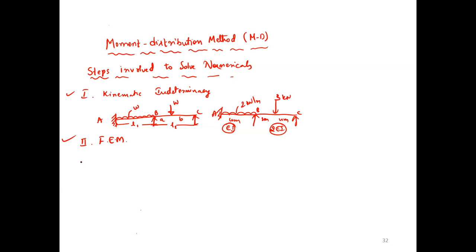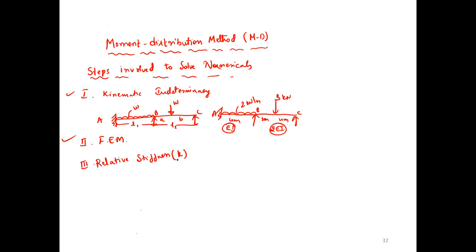The third step is a very important step. This is the major step, so one sure question comes from this step. That is called distribution factor. The third step is distribution factor. But for computing distribution factor, we must know the relative stiffness. That's why I am not writing distribution factor first. I'll take relative stiffness. The step is distribution factor, but to know the distribution factor, we require relative stiffness. So that's why I have taken relative stiffness.